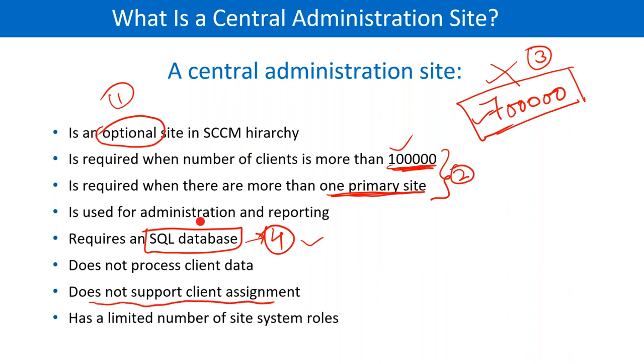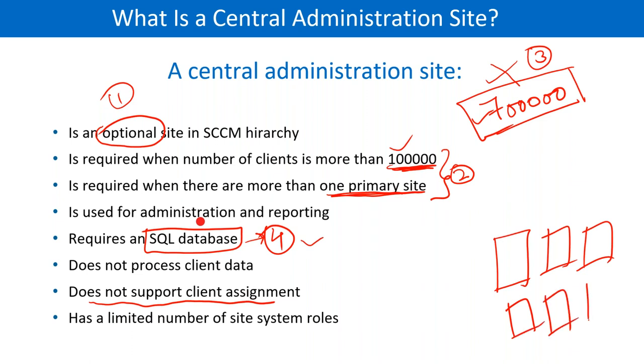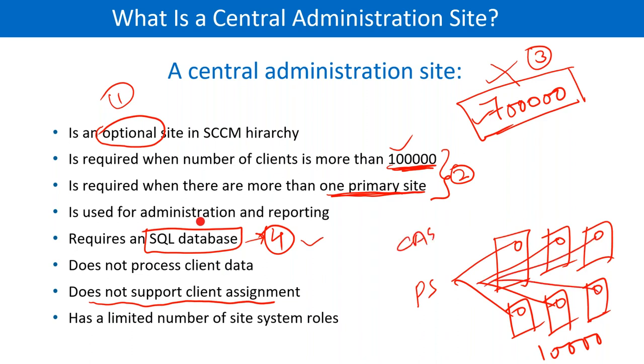It does not support client assignment. That means the clients which are installed on the devices, suppose you have 10,000 devices, you will have to install an SCCM client on those 10,000 devices. Those clients do not talk to the central administration site. Let's say these are the 10,000 devices. You need to install an SCCM client in each computer. Now the SCCM client will always talk to the primary site. They will never talk to the CAS, they will never talk to the central administration site. Understood, guys?